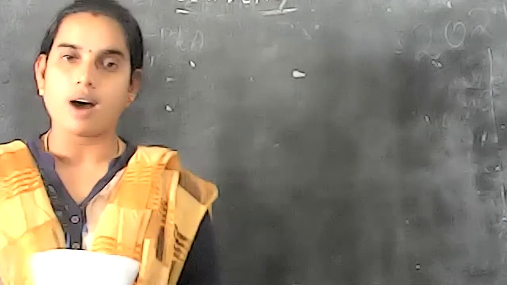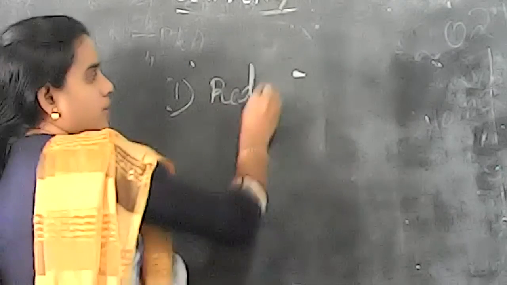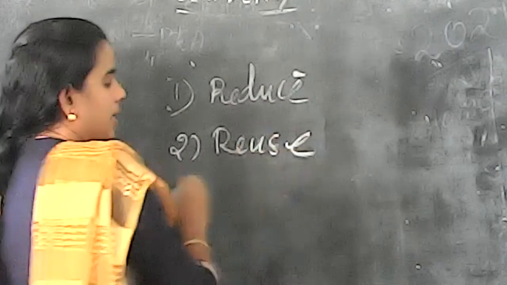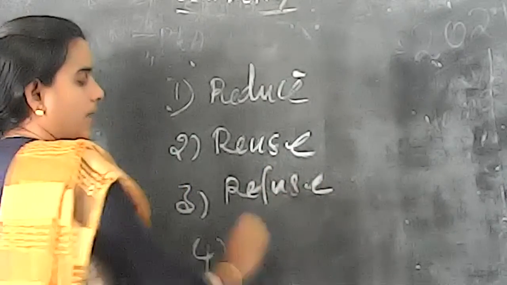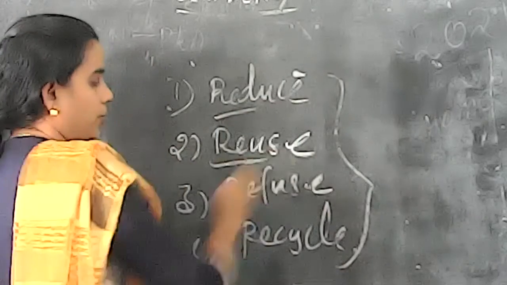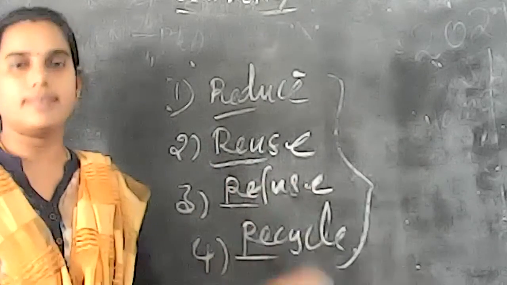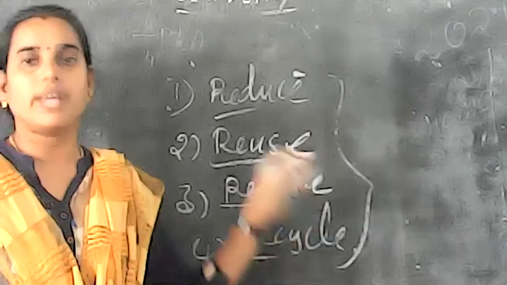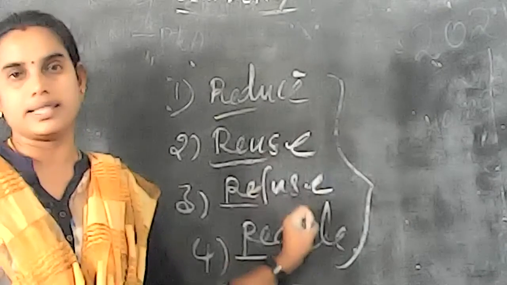Then what are the 4 R's we have to practice? The important ones are: reduce plastic, reuse plastic, refuse, and recycle. So these are the 4 R's we have to practice. First one, reduce, reuse, refuse, and recycle. These are all the measures we have to take. As students, we have to give awareness to the people. So these are the 4 R's we have to practice in our life.